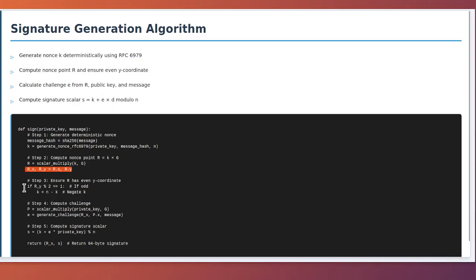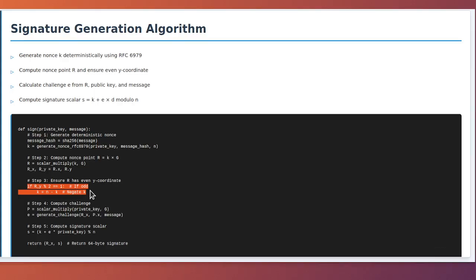Step 3 is where BIP 340 introduces an important optimization. We check if the y-coordinate of R is odd. If it is odd, we negate the nonce K to get negative K modulo n. This ensures that the final R has an even y-coordinate. The reason for this convention is that it allows us to save space in the signature by transmitting only the x-coordinate of R.